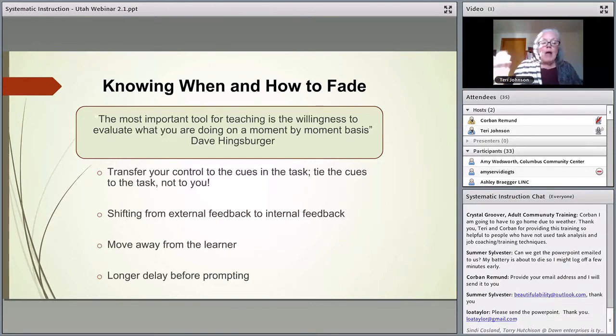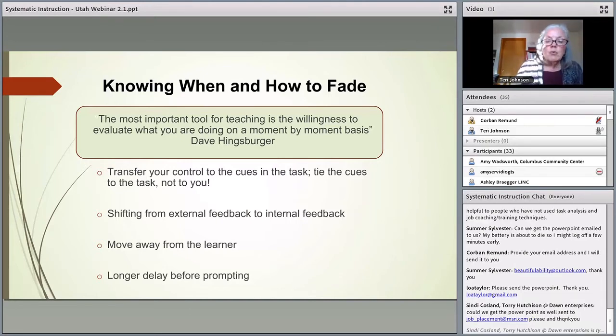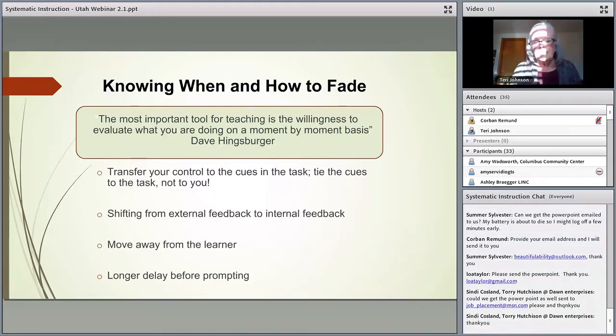You're moving away from the learner. It's another way of indicating that you're fading back, even if it's a few steps back. And I try to always do my teaching from the side or behind, because I don't want to be easily accessible if they don't need me. I don't want to be an easy target, and I want their focus to be on the task. You're waiting just a little bit longer before you deliver those prompts.